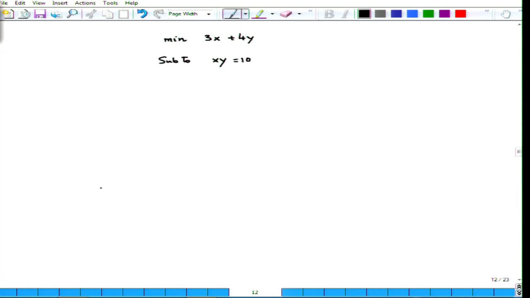What I can do is, why do I not write y from here as 10 by x, and then write it down as: minimize 3x plus 4 into 10 by x. So it is just a problem in a single variable x, and we take the derivative equal to 0 and try to solve it. And once you know that optimal x, you will know the optimal y.